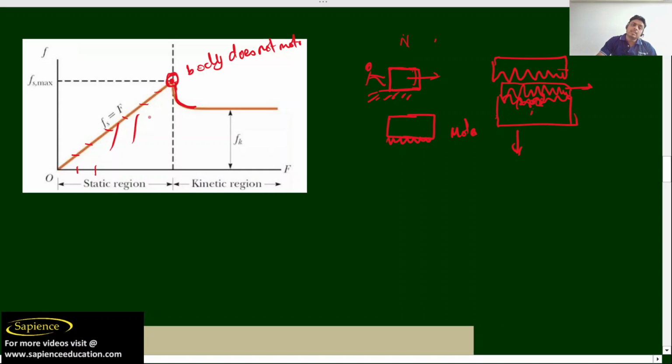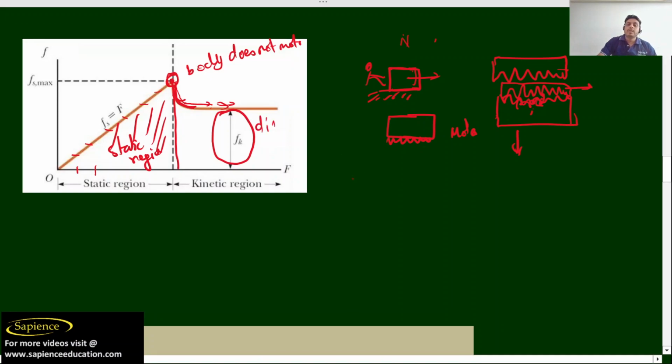So this region is your static region. After this, a sudden fall in the amount of force you have to apply occurs. Friction force will become less, and you need to apply less force. In this way, the frictional force almost becomes the dynamic friction force, or kinetic friction force.